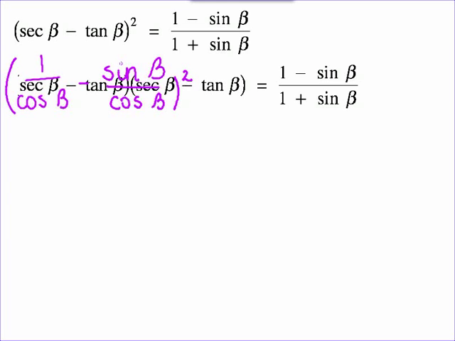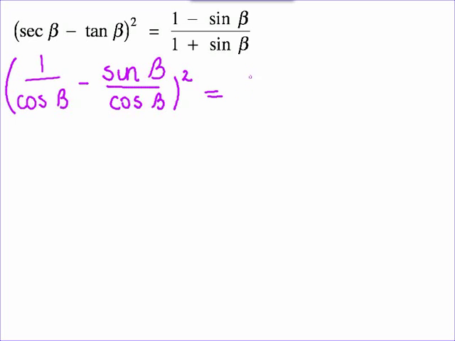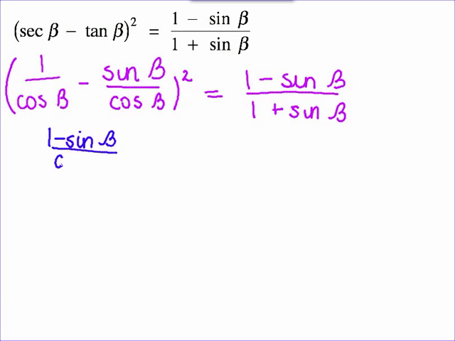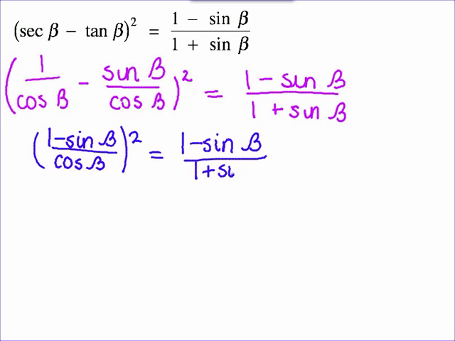It's 1 minus sine over cosine. And so this comes out to be 1 minus sine over cosine, and I'm going to square that. And I want to show that that equals 1 minus sine over 1 plus sine.